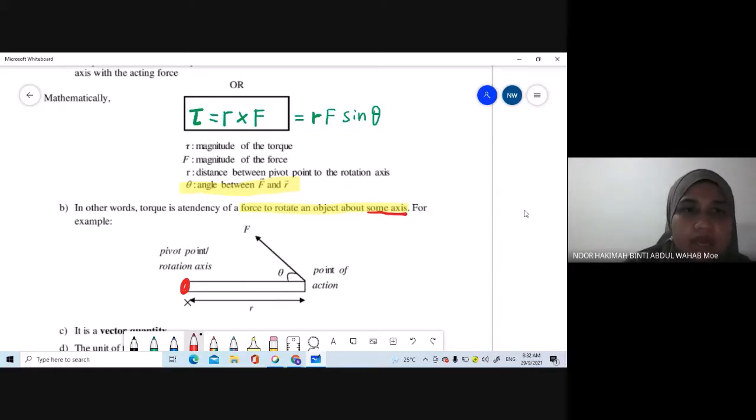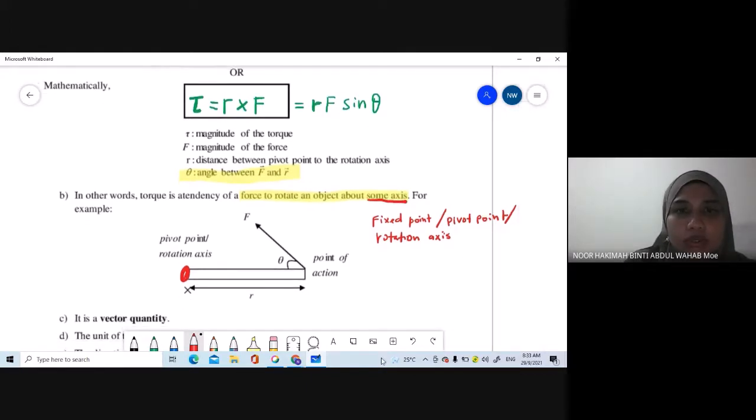Okay, nama lain bagi rotation axis ni, fixed point yang saya cakap tadi, nama lain dia adalah pivot point, ataupun rotation axis. Right? Okay. Saya akan tunjuk kepada awak contoh.